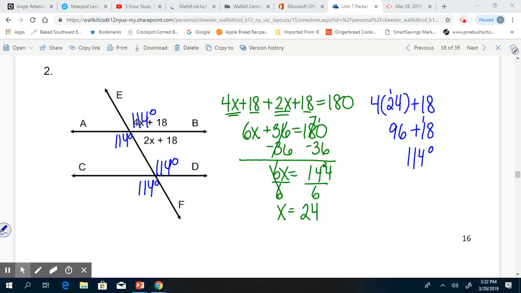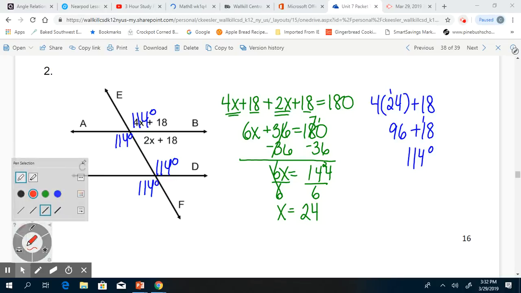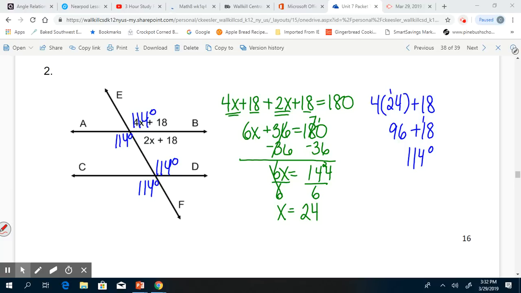Then we're going to plug it into the 2x plus 18 as well. So 2 times 24 plus 18, that's 48 plus 18. 8 and 8 makes 16, carry the 1. So 4 and 2 makes 6, so it's 66. And that makes sense because 66 and 114 do add up to 180. So all my acute angles are 66 degrees.